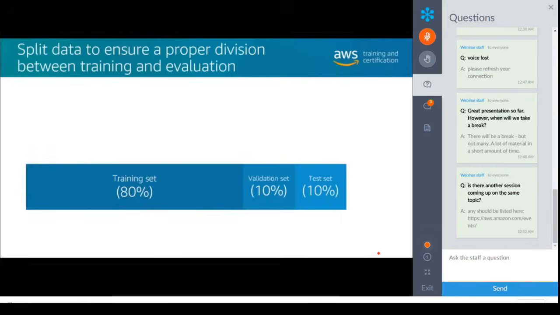Okay, so split data up into proper divisions. Make sure you take your training set and break it up into pieces.